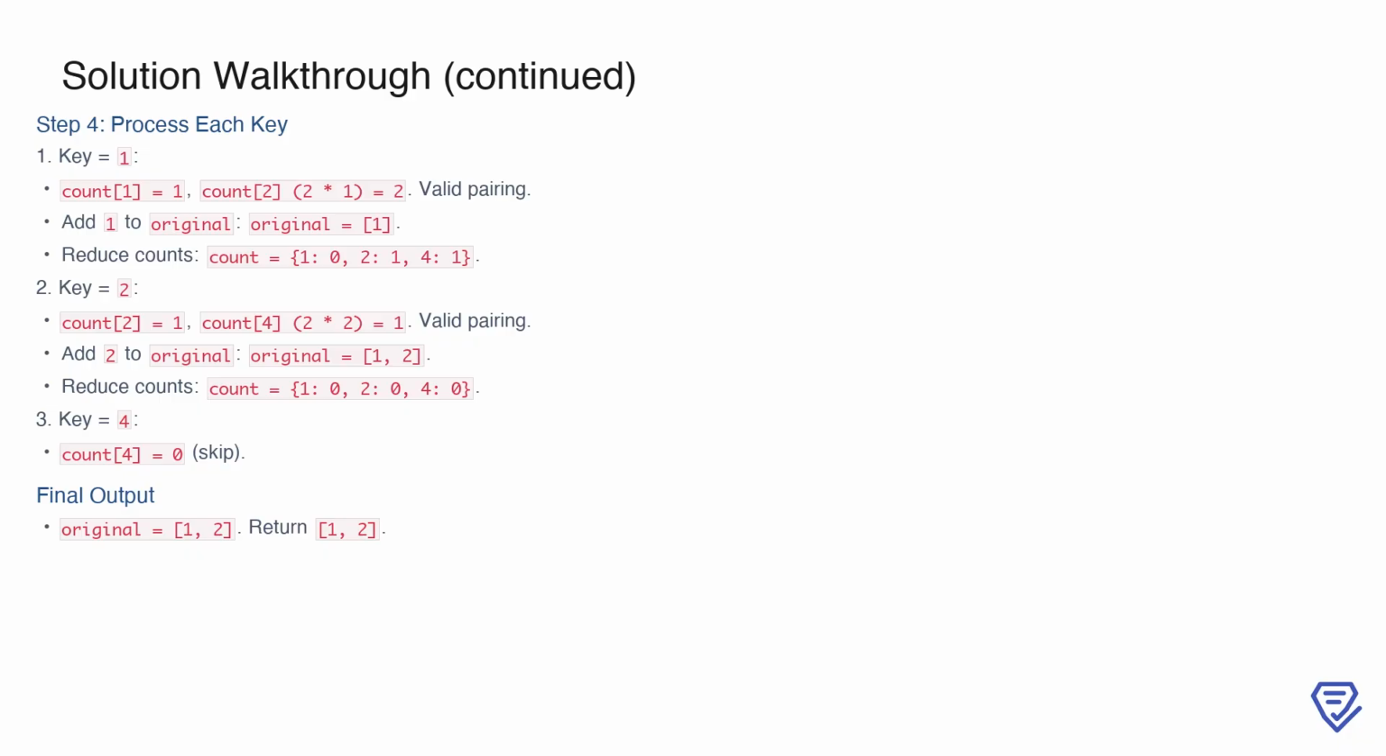Next, for the key 2, its updated frequency is now 1, and the frequency of its double, 4, is 1, another valid pairing. We add 2 to original, updating it to [1, 2], and reduce the counts of 2 and 4 to 0. For the key 4, its count is now 0, so we skip it. At this point, all keys are processed, and the frequencies in the count map are 0, indicating success. The final output is [1, 2], which we return as the result.